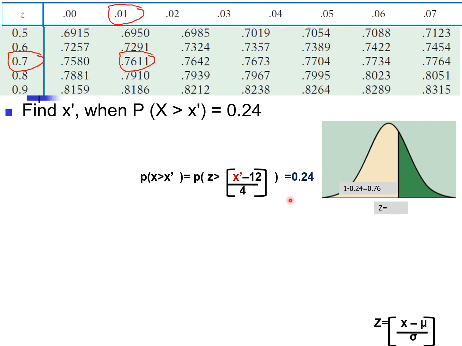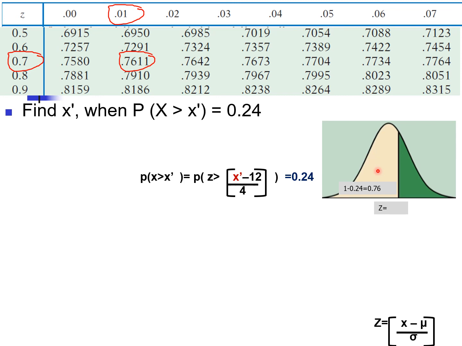Okay, so now what is 0.24? It is saying that Z is greater than this number, right? So 0.24 is the area over here. So to find this particular area, what do you do? You say 1 minus 0.24, that is 0.76.